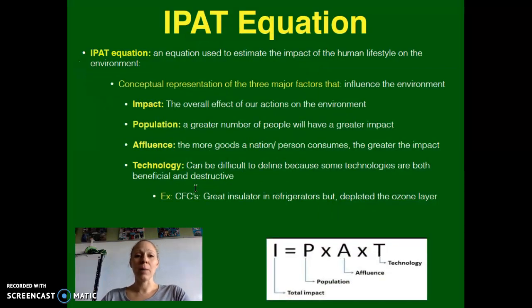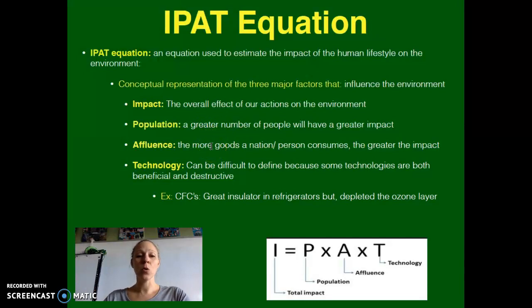Another way to understand the population is using the IPAT equation. So IPAT is an equation used to estimate the impact of the human lifestyle on the environment. It's more of a conceptual understanding than it is a mathematical equation that we use. And so the I in IPAT is the overall effect of our actions on the environment. Population is the P, and it just basically says that the greater the number of people in your population, the greater the impact will be.